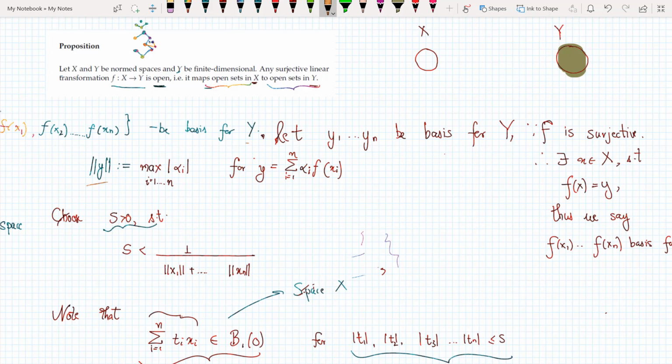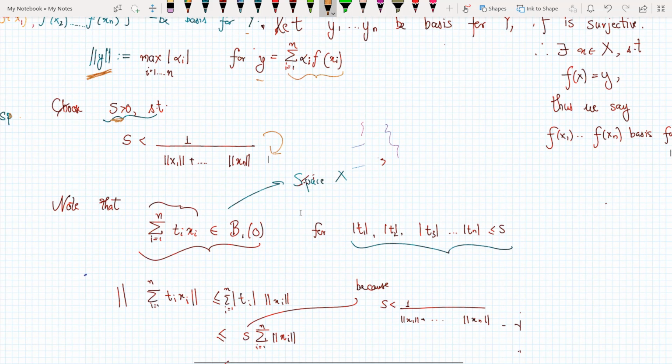And now I define the norm of y as the sup norm. So I write it as the max of the absolute values of alpha i, such that y is written in this way. So this is just a linear combination of its basis. Now choose s greater than 0 such that, the important part to look at is that he's saying choose. It's my choice. So I choose my s such that this condition is satisfied. Now, note that when I write this linear combination of the t_i x_i's, it belongs to the ball of radius 1 centered at 0. And the condition is that all the absolute values of the t_i's are less than or equal to s.